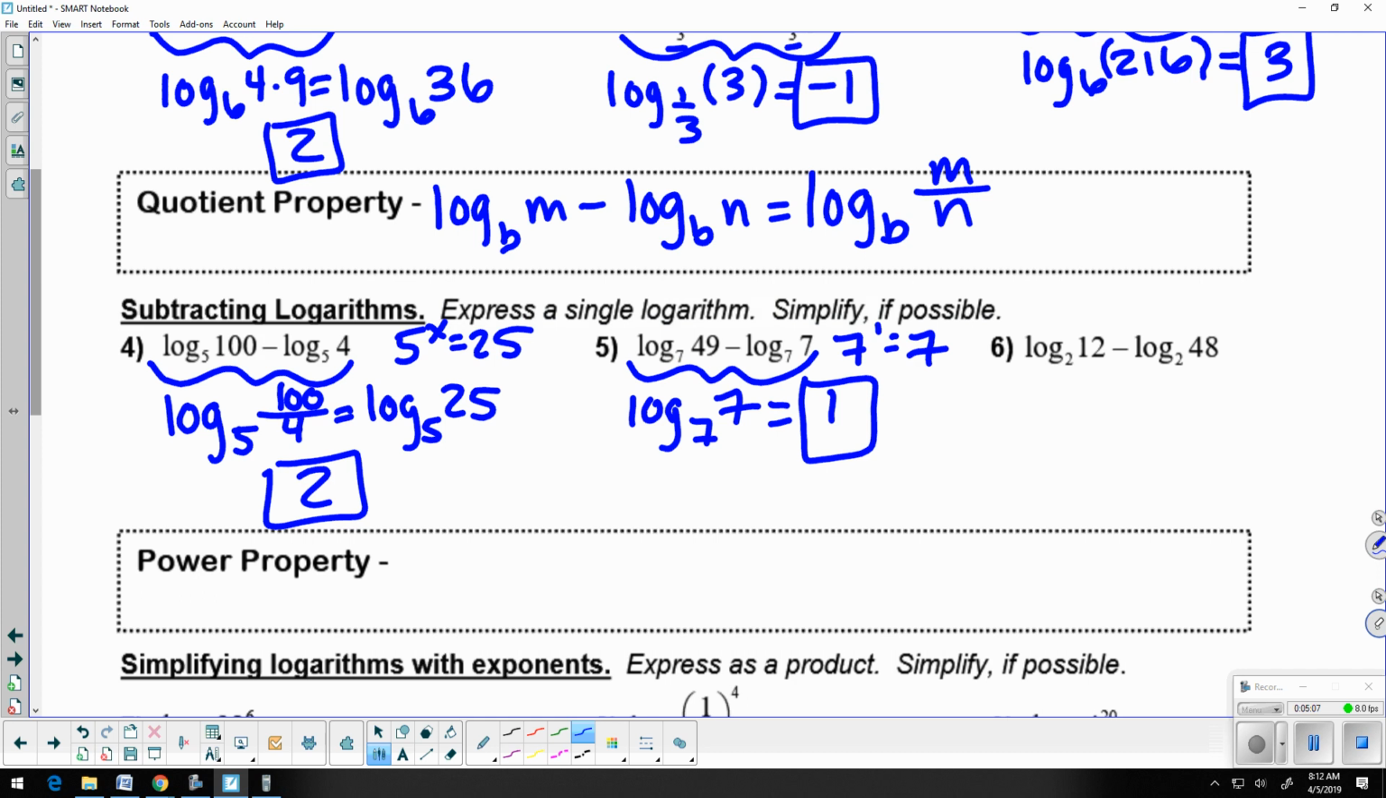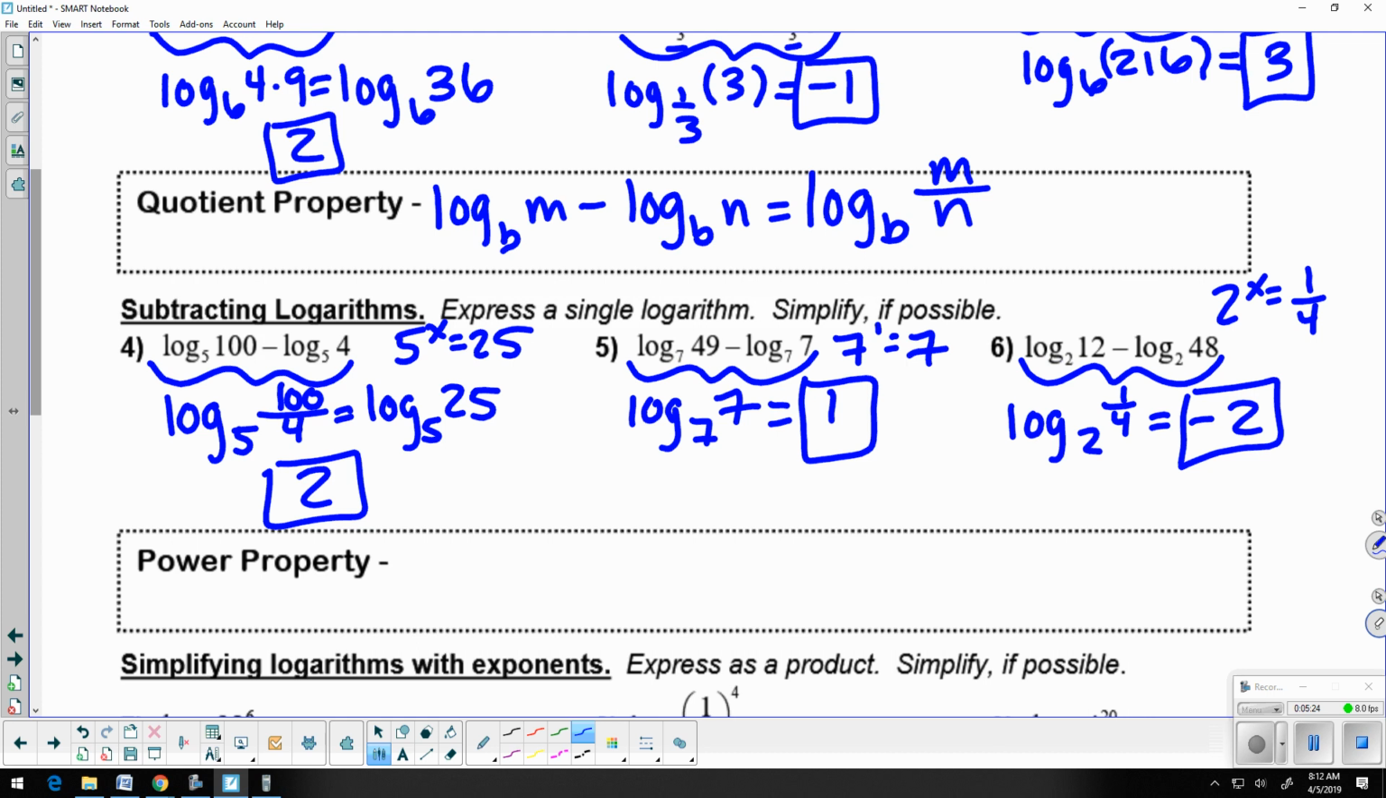And the last one, number 6, condensing this log. This would be log base 2. Again, I'm doing 12 divided by 48, which would just be 1/4. And now we've got to simplify the logarithm. So the question is, 2 to what power is going to be 1/4? And that would be -2.